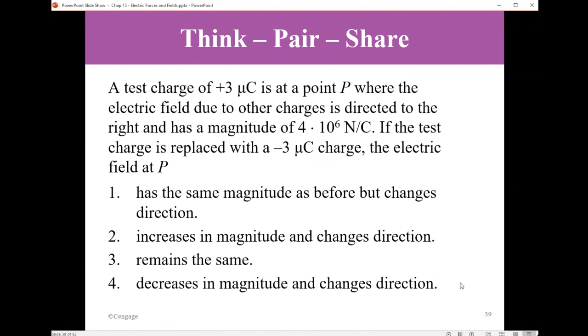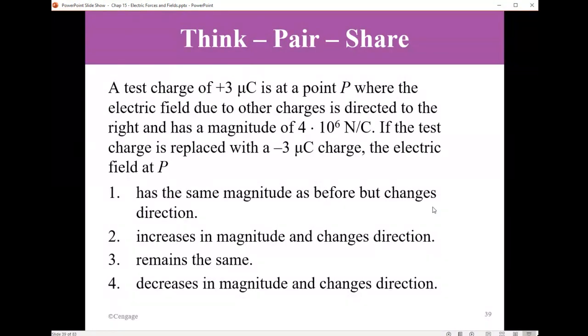Would it be 1? So it has the same magnitude as before, but changes direction. What do you think, Victor? You agree with Benjamin? I'm not sure, but I think I would go with 1 too.